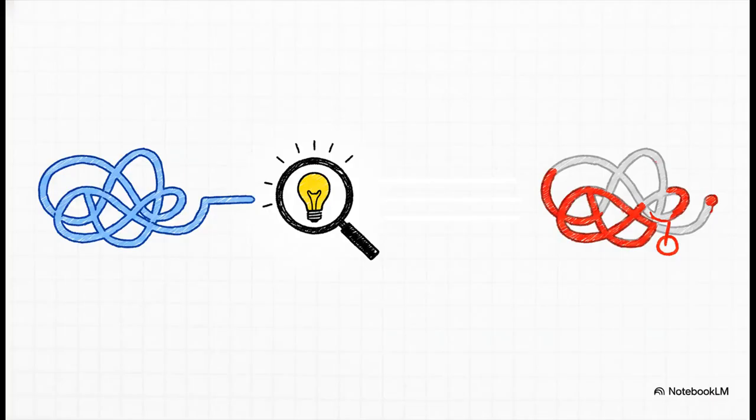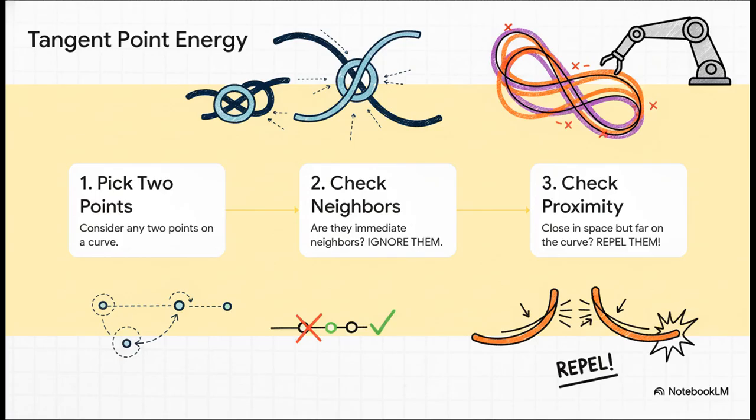Okay, so innovation number one is a completely new way of thinking about the problem. It's an energy model that is intelligent enough to see the tangles that we as humans want to solve, and smart enough to ignore everything else. It's called tangent point energy, and the logic behind it is actually pretty simple but so powerful. Think of it like this.